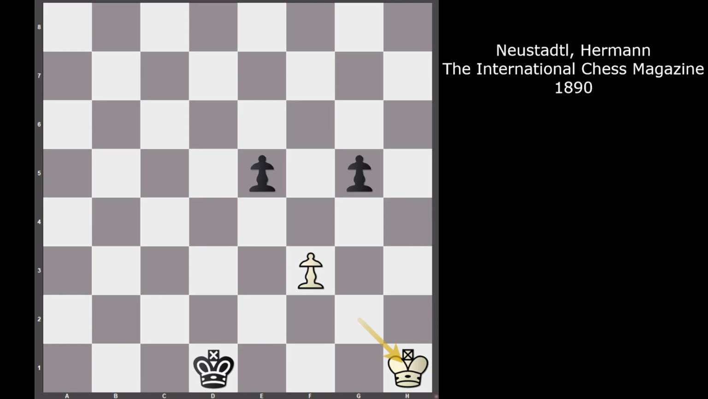But if you have not known the position, it might be a bit tricky to solve it. Now, why is this a draw? Let's just take a look at what black can play. Let's say black plays king to e2. Now we play king to g2.